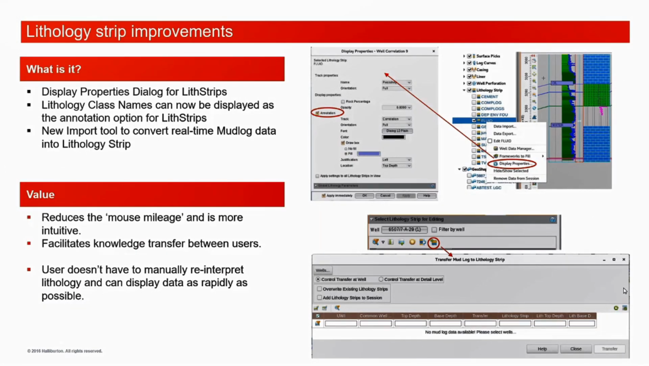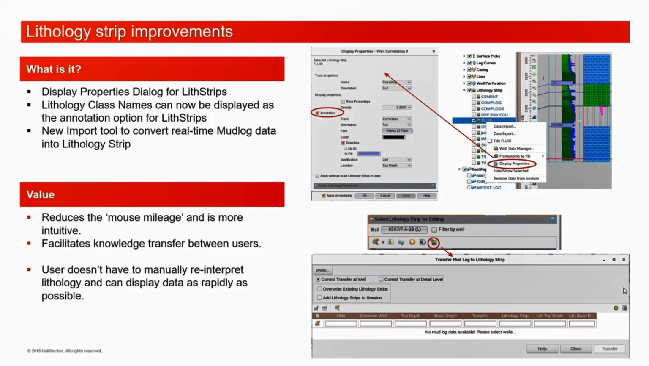On the lithology side of things, we've also done quite a lot of work. We've collated all of the display options into one dialog rather than them being in multiple different places, and this means that we've reduced the mouse mileage and it's much more intuitive to the user. We've also added the option for lithology annotation. So when this turns on, it will display the lithology class name within the well. This can be in a separate track or the same track as the actual lithology data, and this is very valuable for transferring knowledge between users.